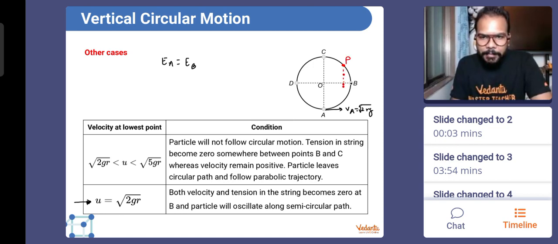But from there, the string will slack, the body will fall, and then it will oscillate. The particle will not follow circular motion. Tension in the string will become zero somewhere between B and C, and the velocity will still remain positive. The particle leaves the circular path and follows a parabolic trajectory. That means the body will fall like this.